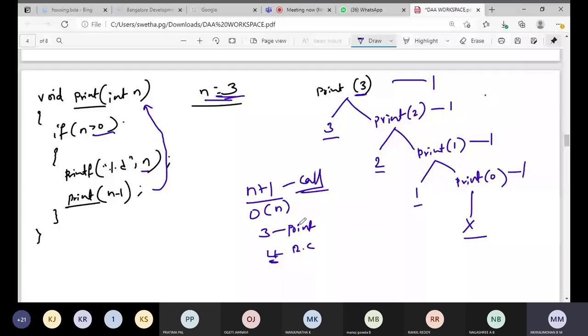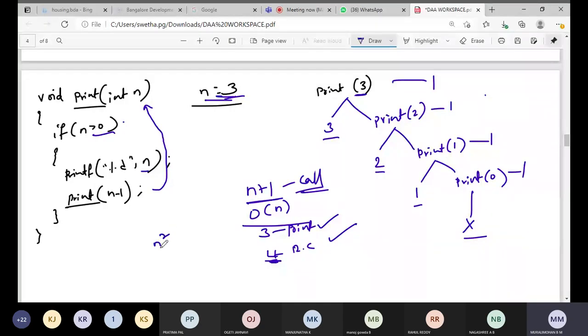Is it clear? Just to see. So even though this print statement executes 3 times, the function call is happening 4 times. When n is equal to 3, it is 4, which means it is automatically n plus 1 times it is calling. So n plus 1, when we go for the order of growth, is order of n, right? So here, order of n.